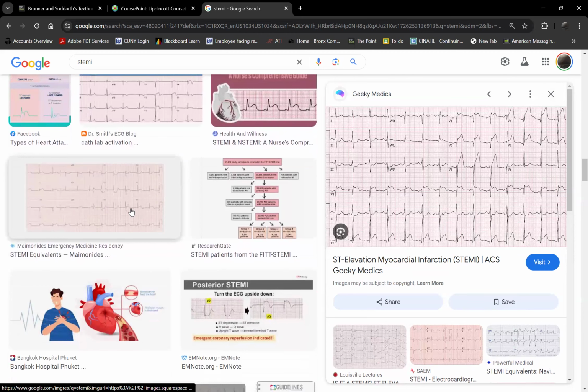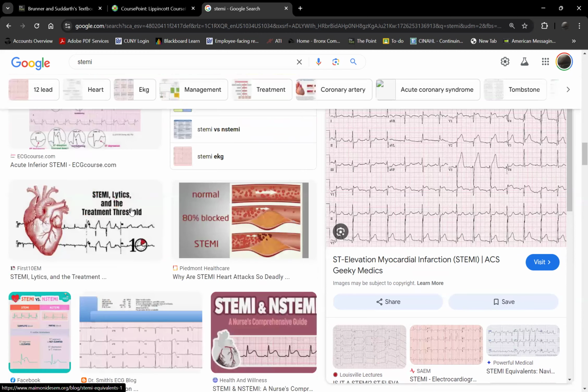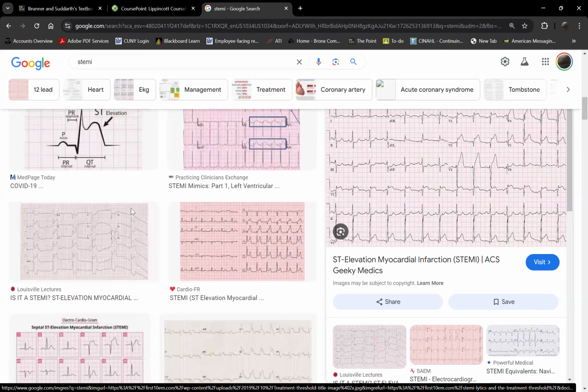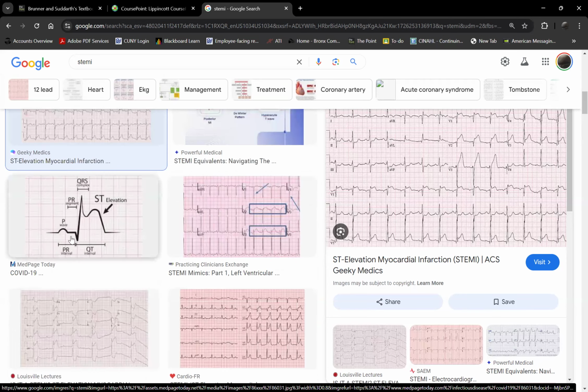I'm trying to show you, and I did show you, the pathologic Q. Okay, so that's what the abnormal Q wave will look like. Any questions?